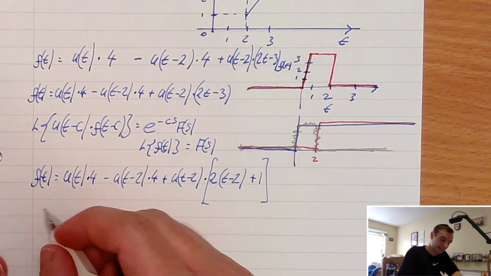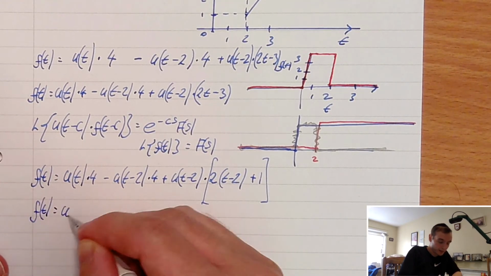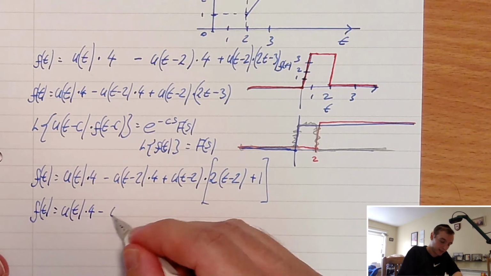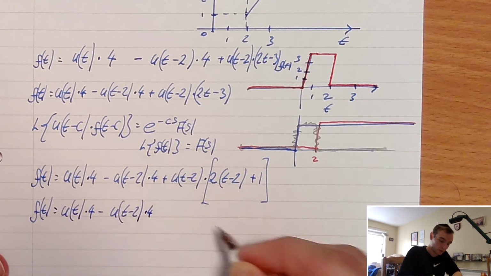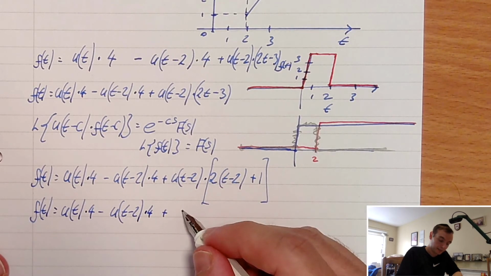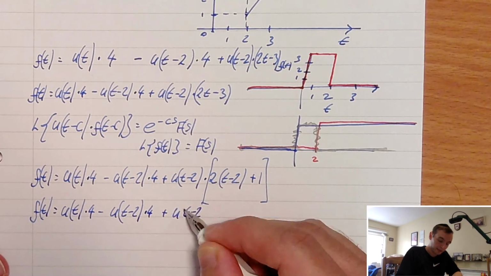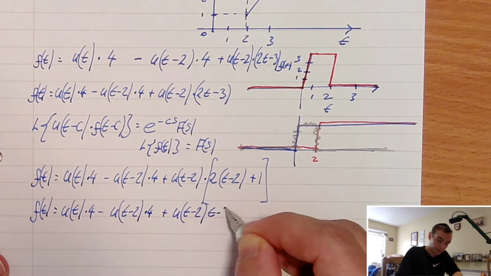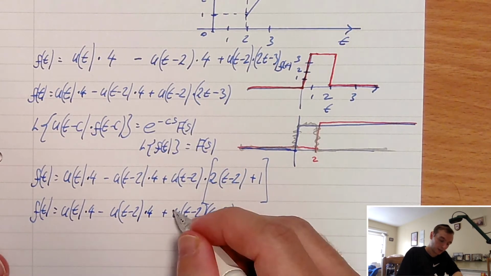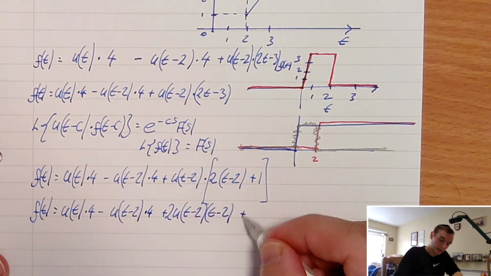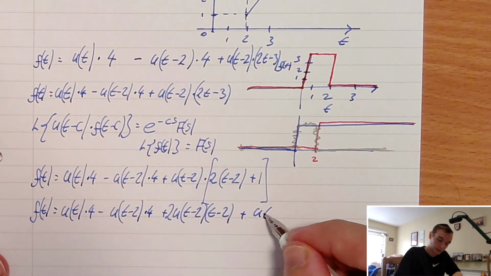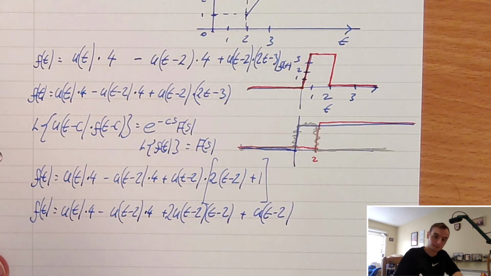Okay, and then I'm just going to expand this. So we end up with f(t) equals u(t)·4 minus u(t-2)·4 plus u(t-2)·(t-2)·2 plus u(t-2). So we can see we've got 4u(t) minus 4u(t-2) plus 2u(t-2)(t-2) plus u(t-2).